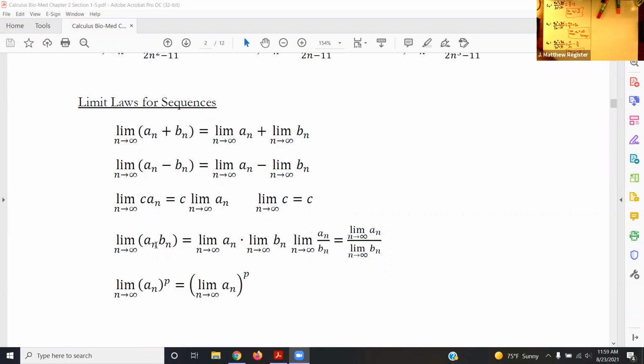The limit of the product is equal to a product of the limits. Same with the quotients, and same with exponents. And so really limits work the way you would think they would work. And hopefully that works to our favor.